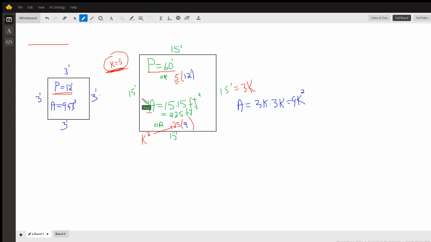But the area of the new square is 15 times 15, or 225 feet squared. Or we could have gotten that by realizing that k squared is 25. Now, why would I use k squared? Because this 15 feet is 3 times k, and so is this one. So the area of the new square is 3k times 3k, or 9k squared. So when you're comparing areas, it's the square of the constant of proportionality.